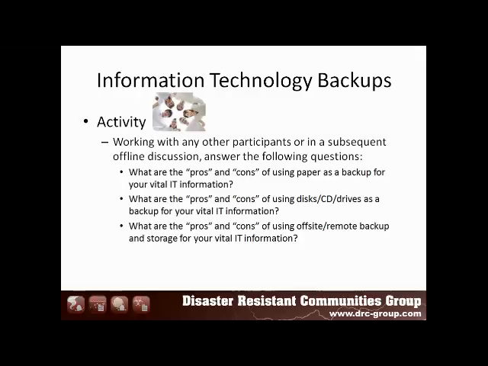Working with the other participants, or in a subsequent offline discussion, answer the following questions. What are the pros and cons of using paper as a backup for vital IT information? What are the pros and cons of using disks, CDs, or other types of drives as a backup for your vital IT information? And what are the pros and cons of using off-site or remote backup and storage of your vital IT information? You may pause this presentation while you have these discussions.